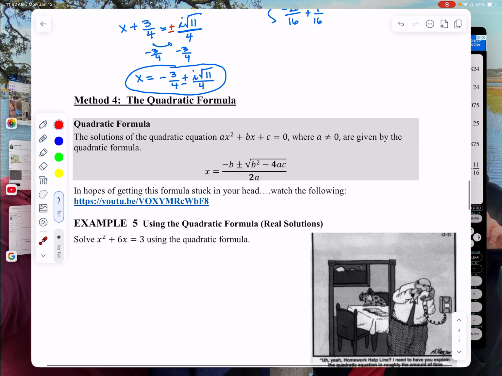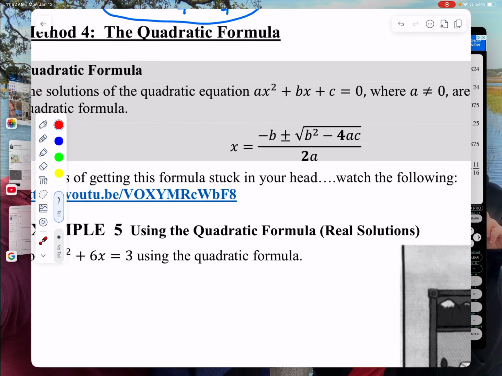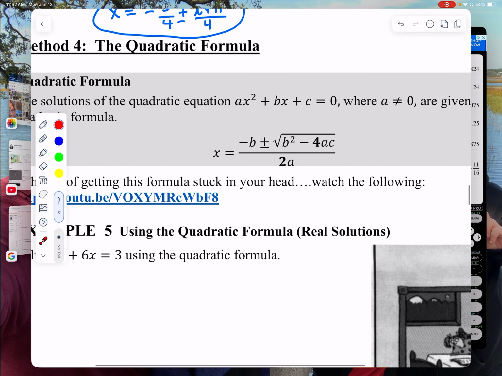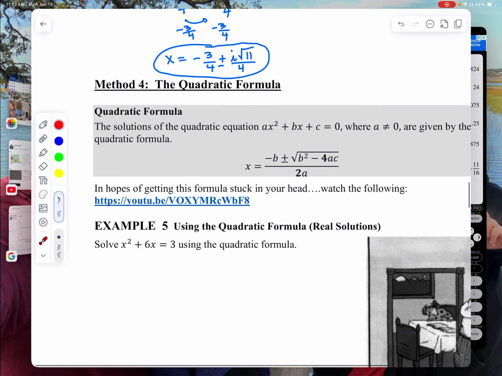Last but not least is the quadratic formula. Okay, so our quadratic formula, you have to know that equation. You've got to know that formula. If you don't know it, should I sing it? I don't know if I should sing it on the video.